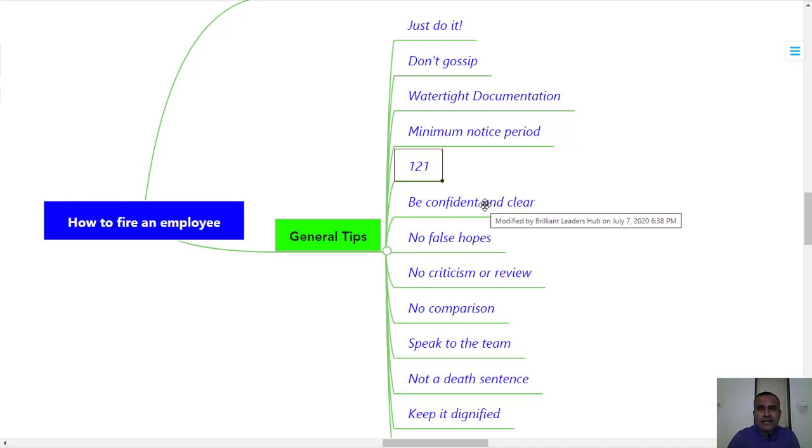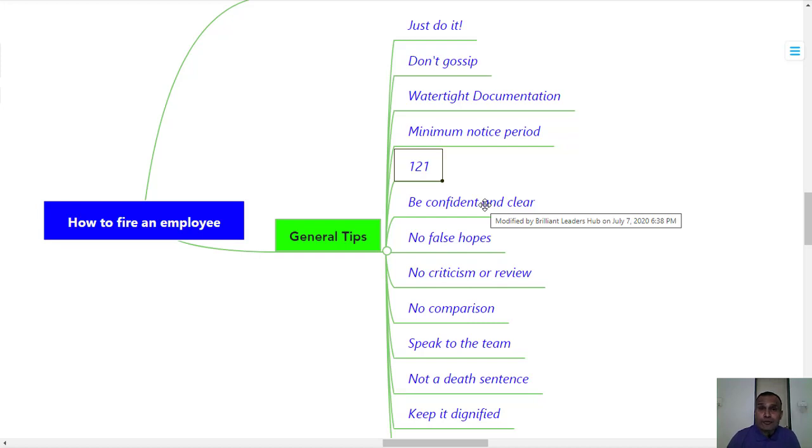Be confident and clear. So don't sound very hesitant and reluctant, unclear, confused about why you're firing the person. So be very confident and very clear. Don't give any false hopes. See, you're firing someone. This is not the time to show them light at the end of the tunnel. Just get it over and done with.